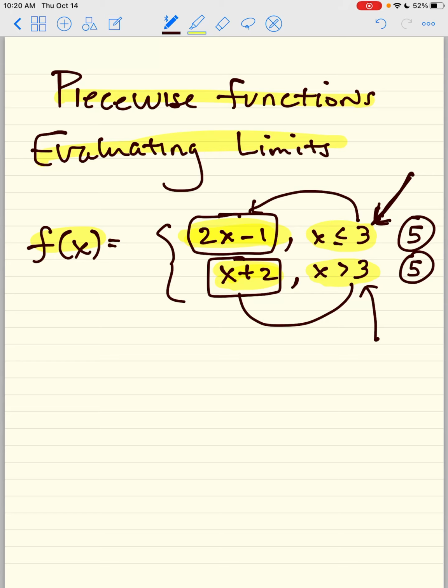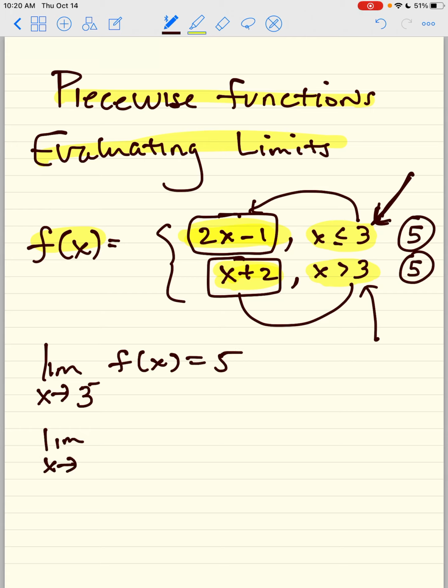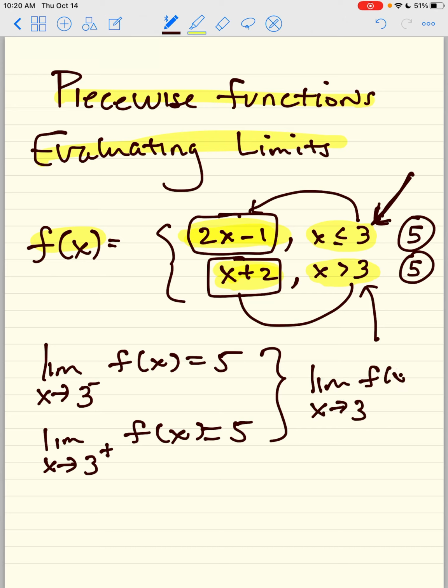So what basically happens is the limit as x approaches 3 from the left is going to be 5. And the limit as x approaches 3 from the right will be 5 as well. Because these two match, then the limit as x approaches 3 in general from both the left and the right is 5. If you want to figure out what f of 3 is, you go to the one that's equal. In this case, when you put 3 in there, you get 5.